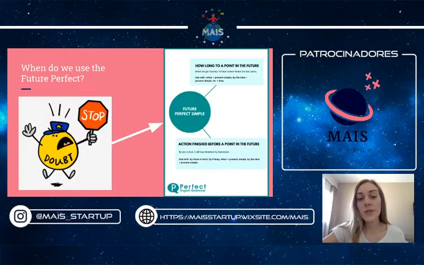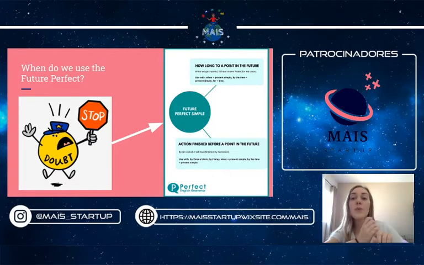So, when do we use the future perfect? Well, mainly in two situations. The first one is how long something is happening at a point in the future, and the second one is an action finished before a point in the future. Both of them are related to the future, but the perfect part of future perfect is that you're talking about how long an action lasts. In both of those situations, you need to know when it is happening and for how much time.